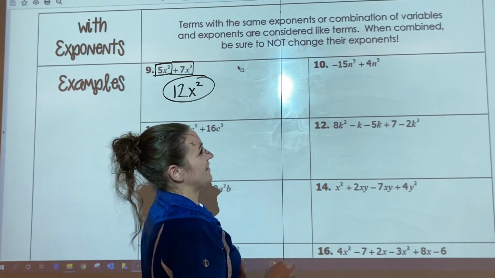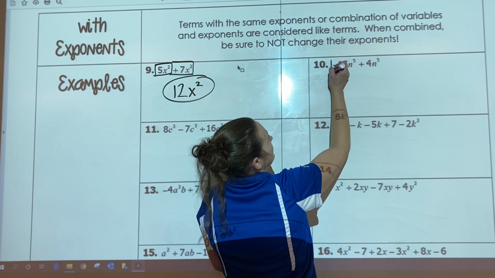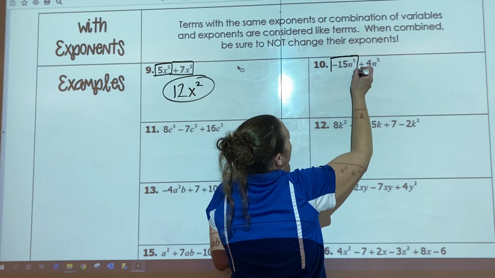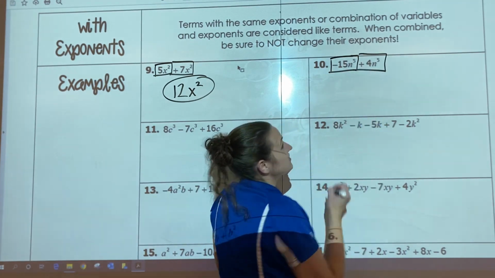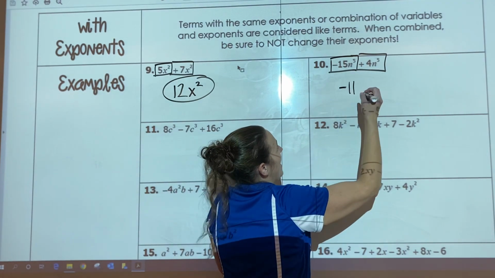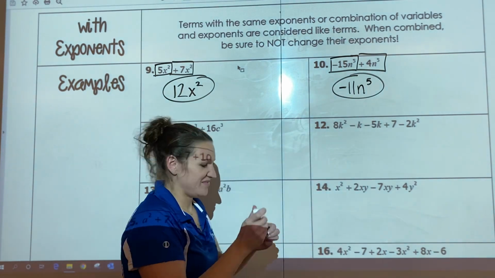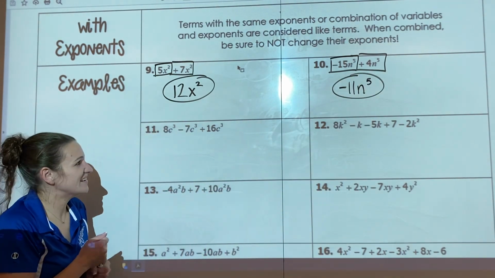Over here, negative 15 n to the fifth and positive 4 n to the fifth. Since they're both n to the fifth power, I can combine those. So negative 15 plus 4 gives me negative 11, and I'm just going to bring down n to the fifth power. All right, not bad.